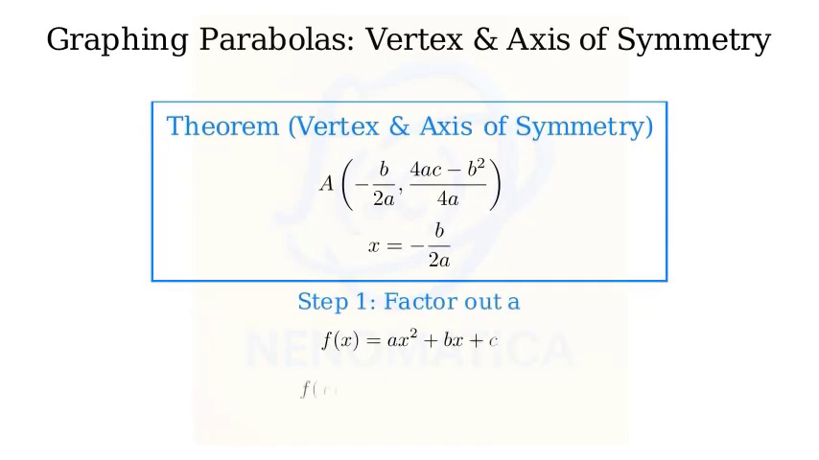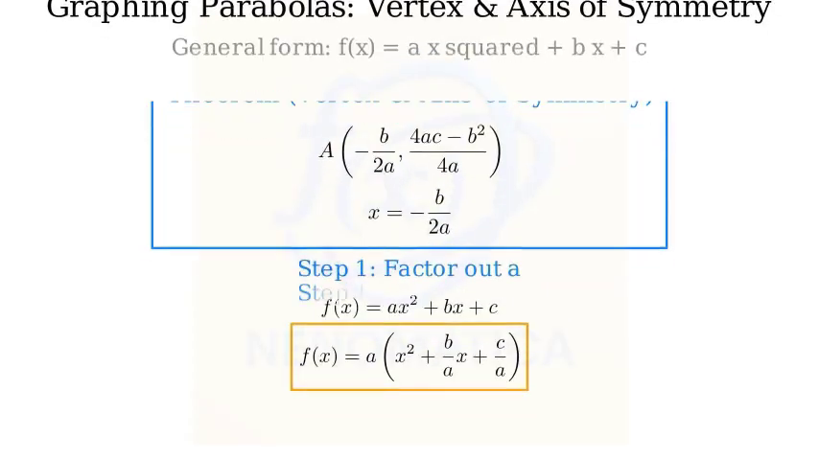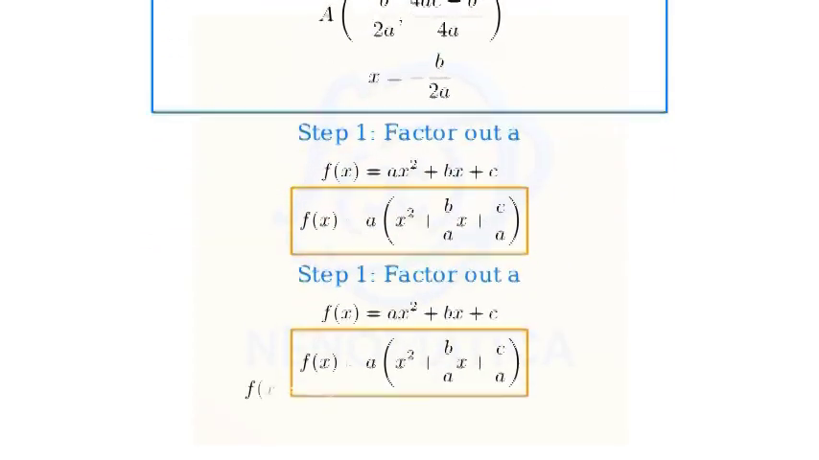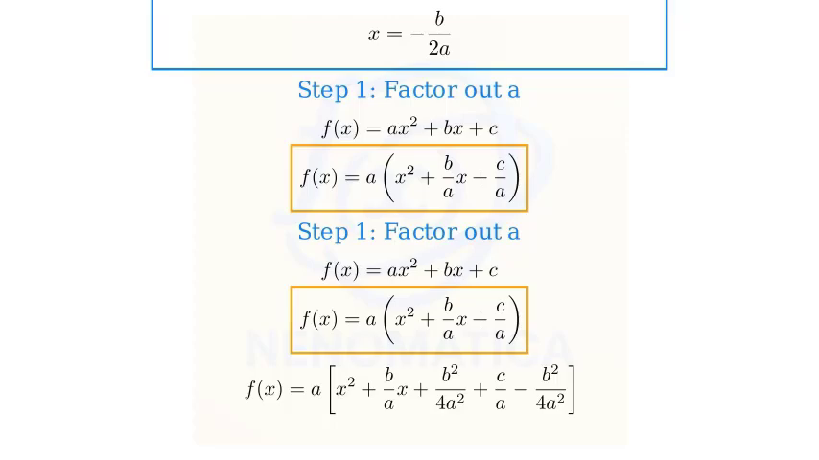Proof by completing the square. Step 1. Start with f of x equals ax squared plus bx plus c. Factor out a from the quadratic and linear terms. Step 2. To complete the square inside the parentheses, add and subtract the term b squared over 4a squared.